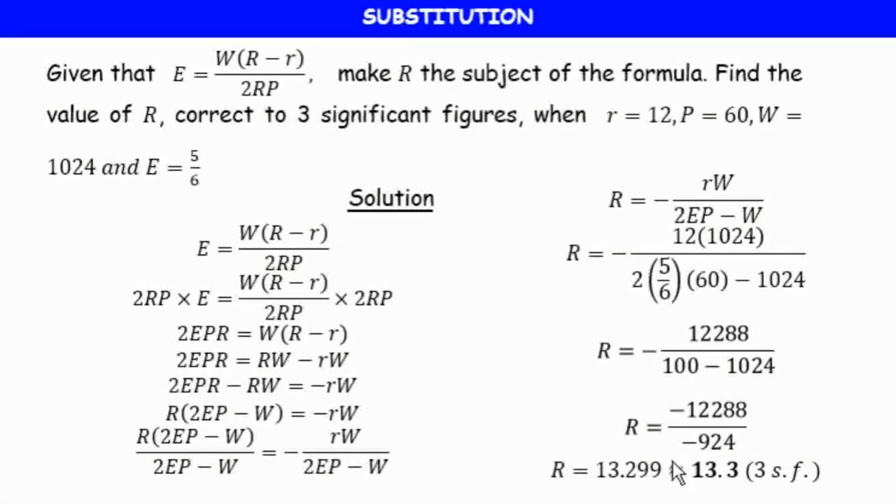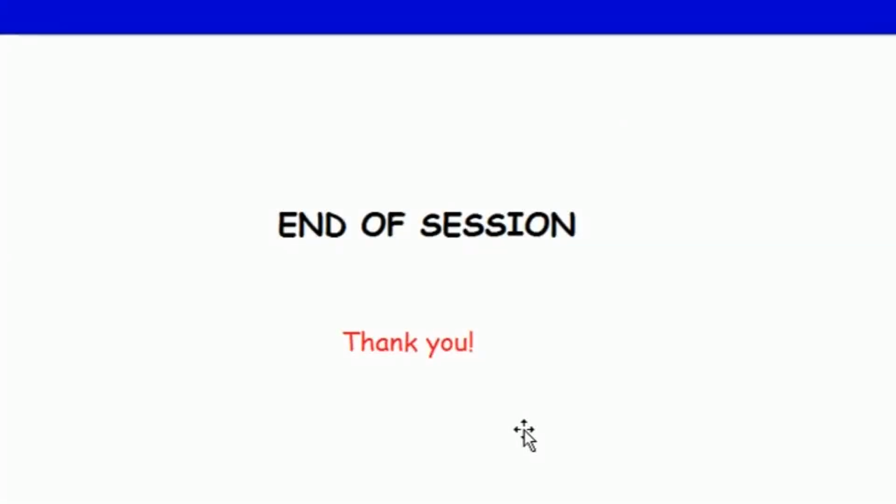So our R is equal to 13.3. That is how to go about substitution. After making a particular variable the subject, you can be asked to find the exact value given the values of the other variables. You just have to replace the given values in the equation to arrive at your answer. So this is where we bring this lesson to an end.